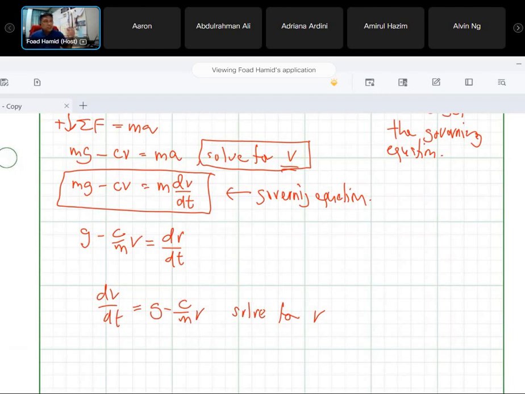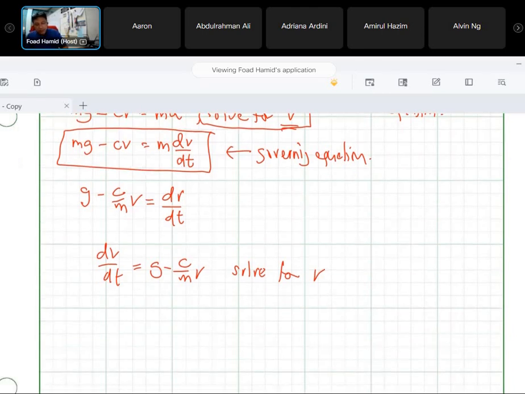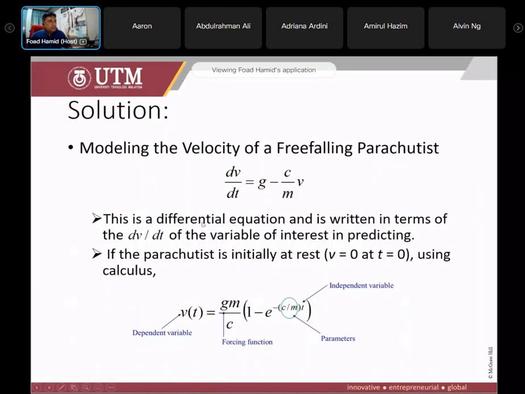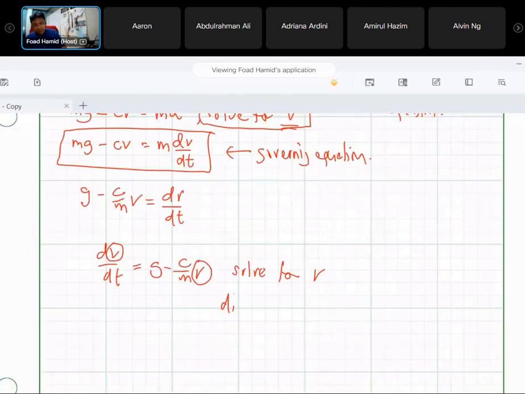Use your math. I believe you learned this before. Note that our v appears in two formats. One is v on its own, and the other one is v in derivative form. So when the unknown is in a derivative form, this is what we call a differential equation. So what we need to do is to solve this.